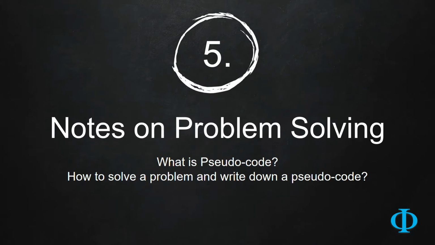Now, in the context of programming, problem solving means writing down all the steps carefully to solve the problem so that you can easily convert it to a computer program. Now, in order to do that, you have to follow a very fundamental approach.